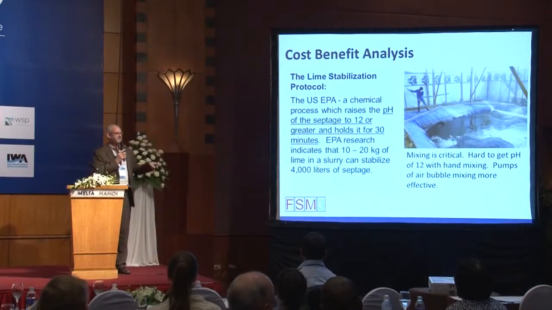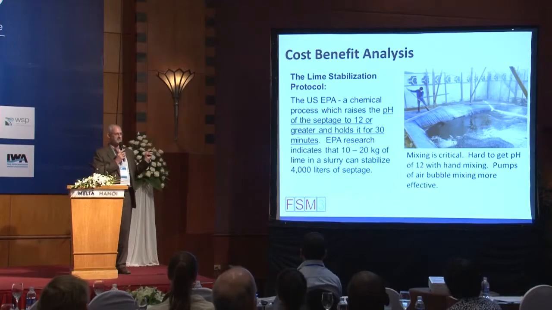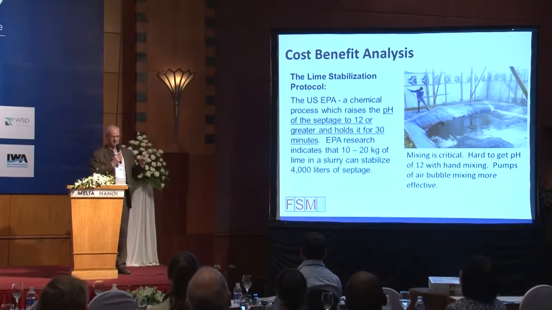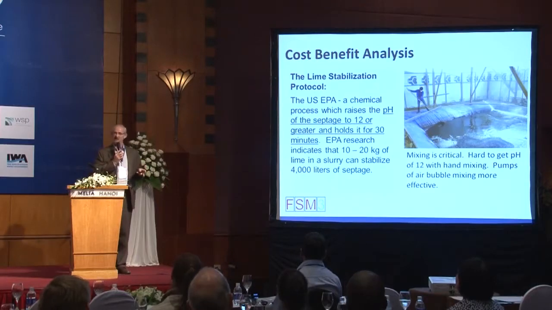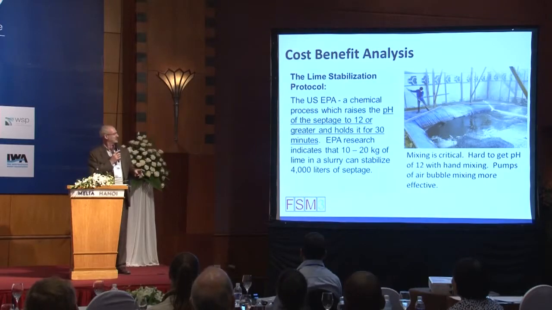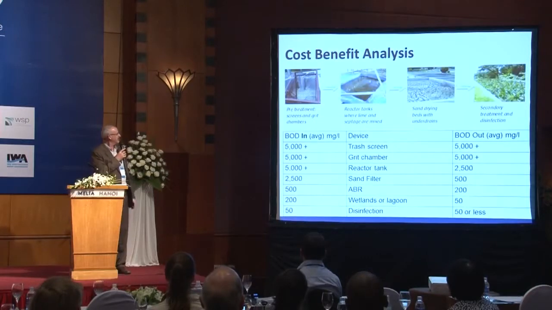Let me just mention that the protocol for lime stabilization from EPA, anyway, is that you raise the pH up to 12, as we've discussed, and keep it there for 30 minutes. That does kill off most of the pathogens, not all of them, and it does prevent regrowth of the organisms to some extent. And it only takes about 10 to 20 kilograms of hydrated lime per 4,000 liters, basically 1,000 gallons, of sludge.